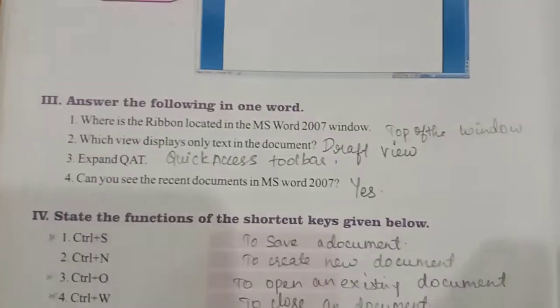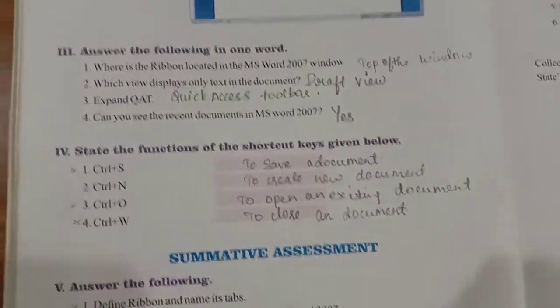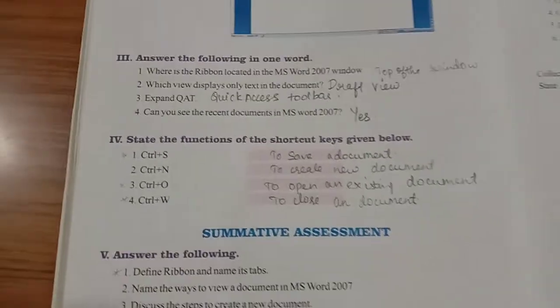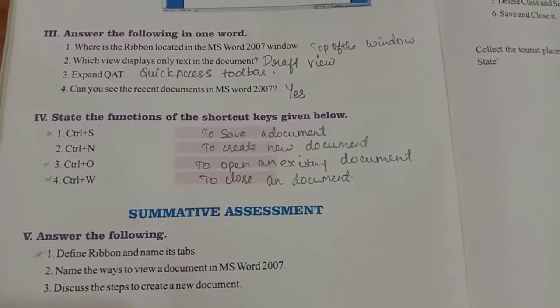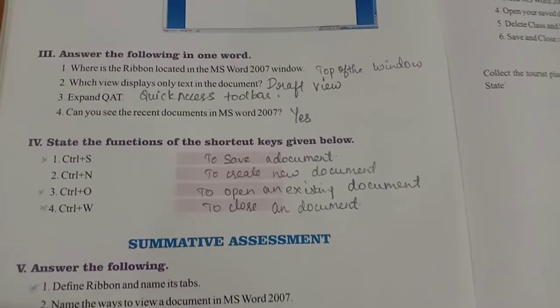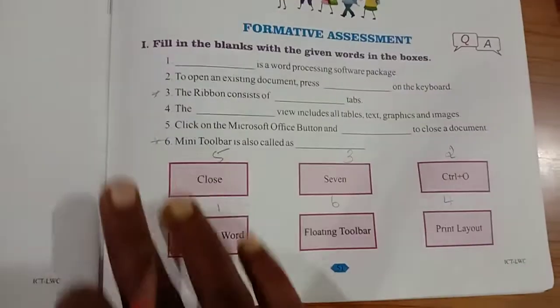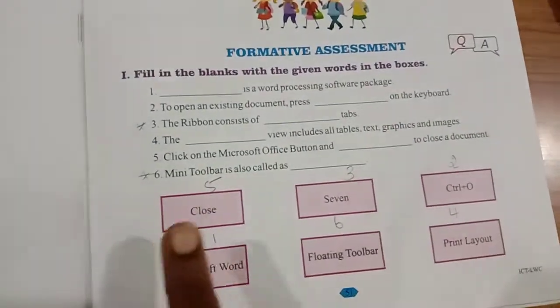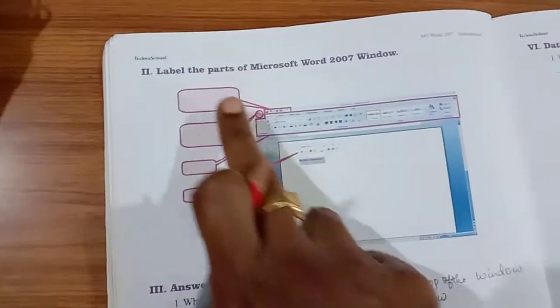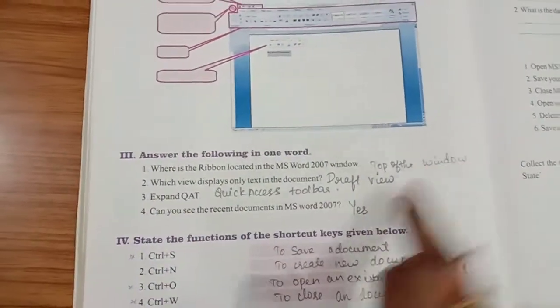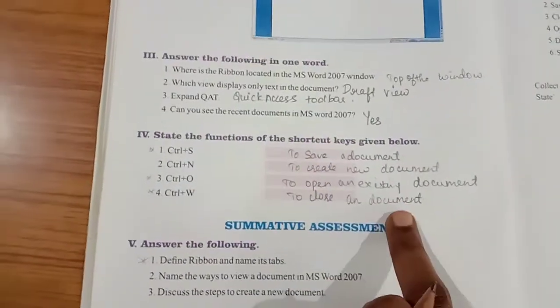See, children: to save a document, to create a new document, to open an existing document, to close a document. I request everyone to copy the same. I have mentioned numbers; once again, I am repeating, write the answers in the boxes. And here, you need to write the answer by referring to your textbook. Third main, copy the same. Fourth main also, copy the same.